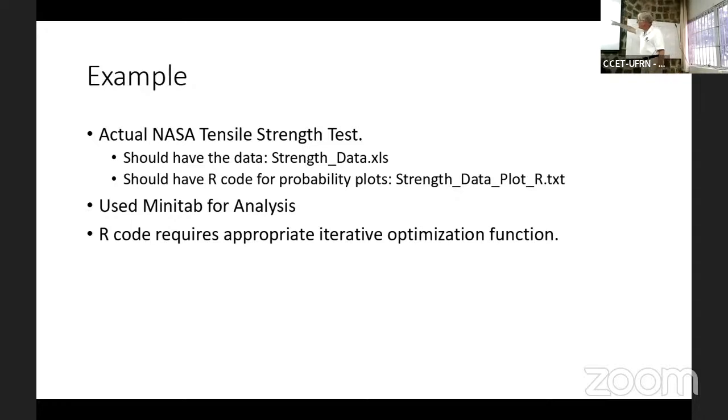I've given you the data. I have not given you the Minitab analysis. You can use whatever you want to, but have fun. Write it up in R. I have R code only. The R code requires an iterative optimization function. And as I said, God created graduate students for a reason. I don't want to learn how to implement the proper optimization functions in R. I'd rather leave that to my colleagues. Okay? I've got Minitab. It works just fine.